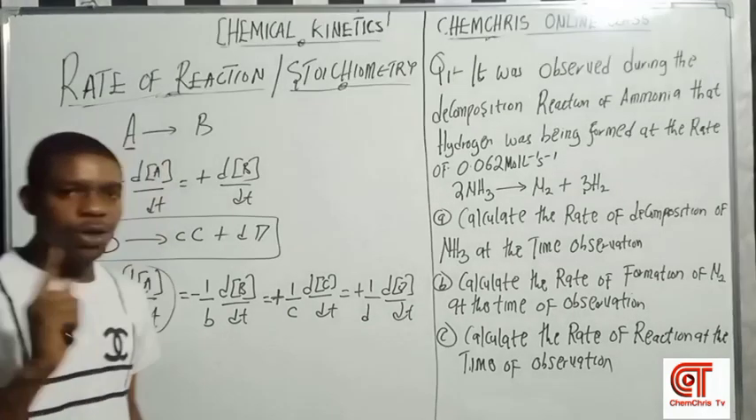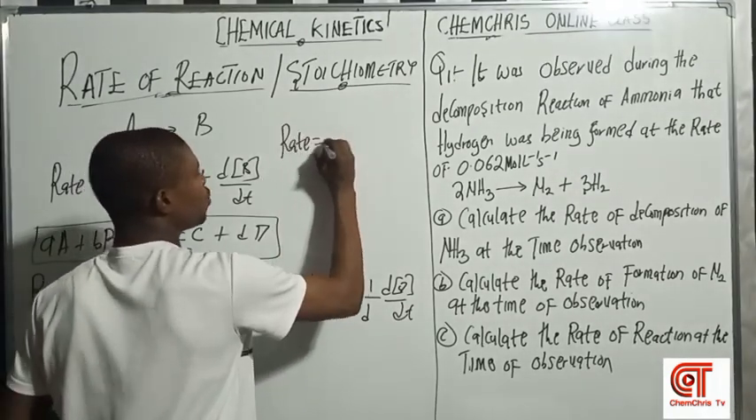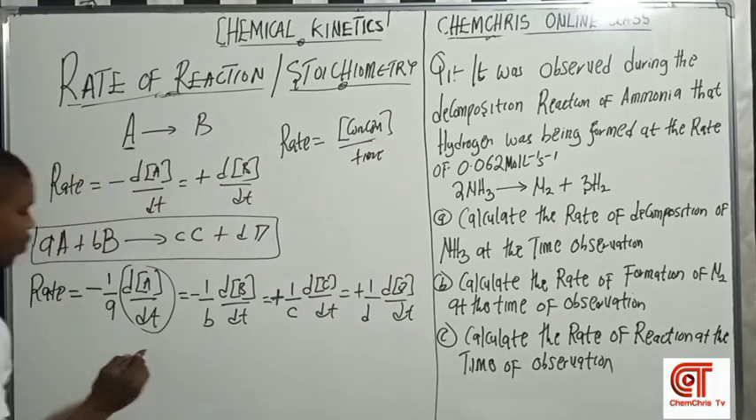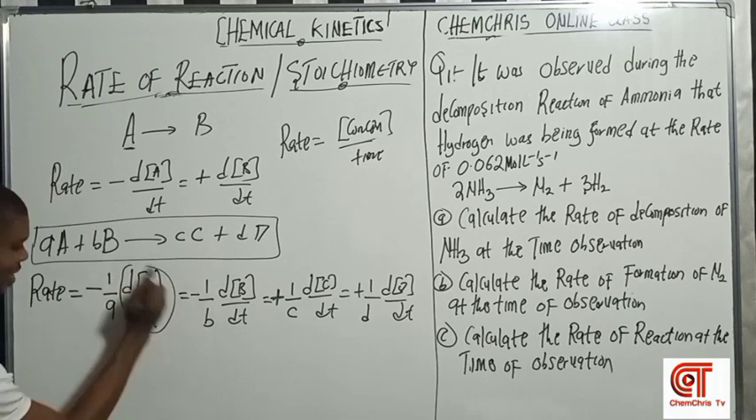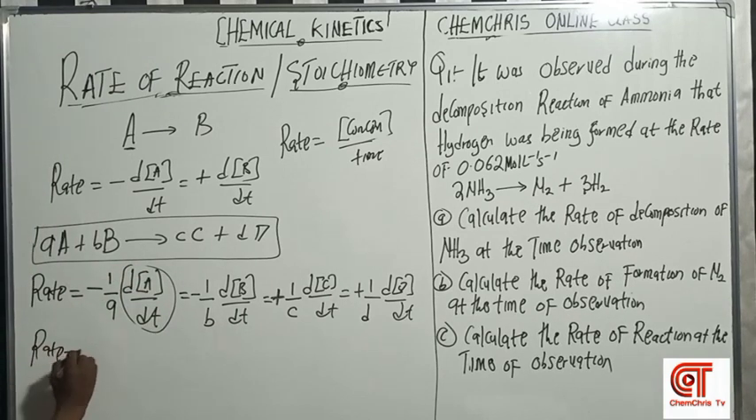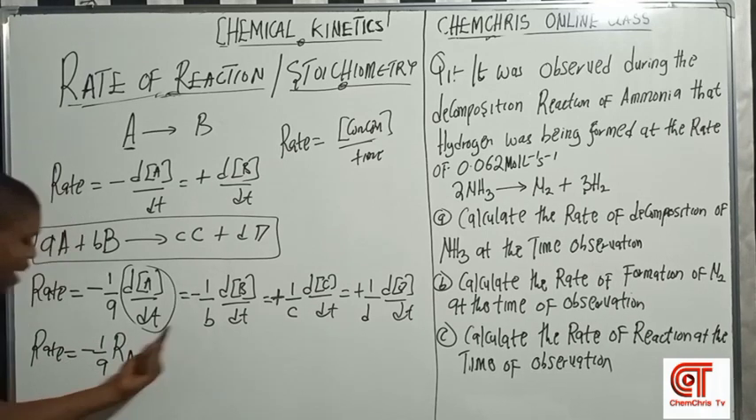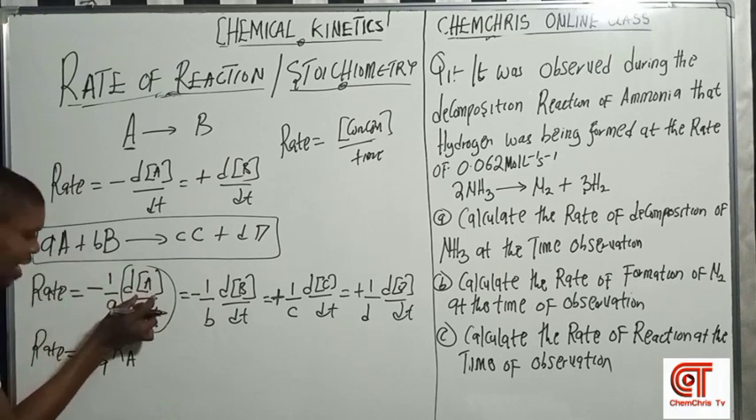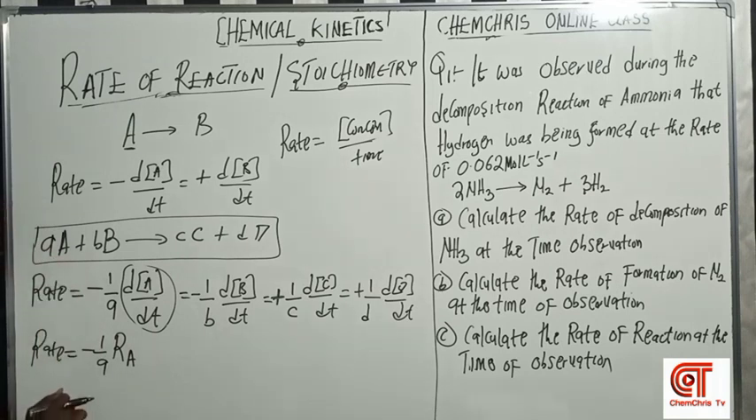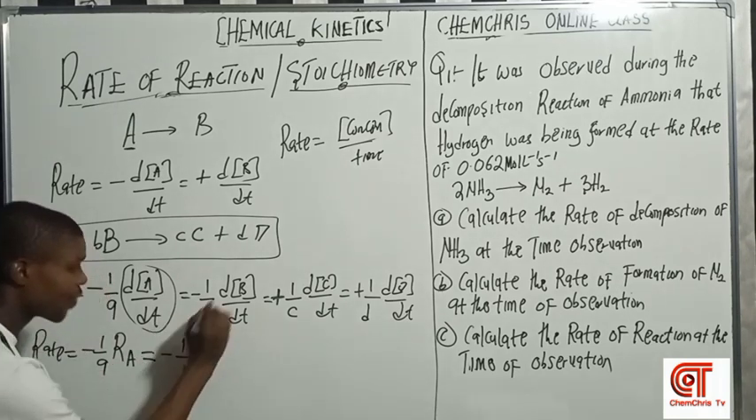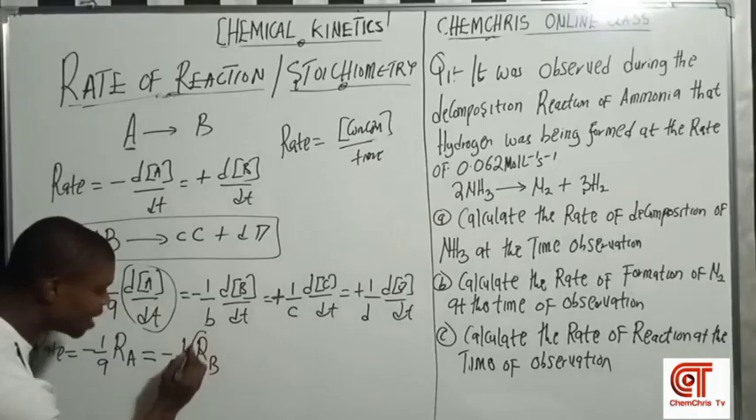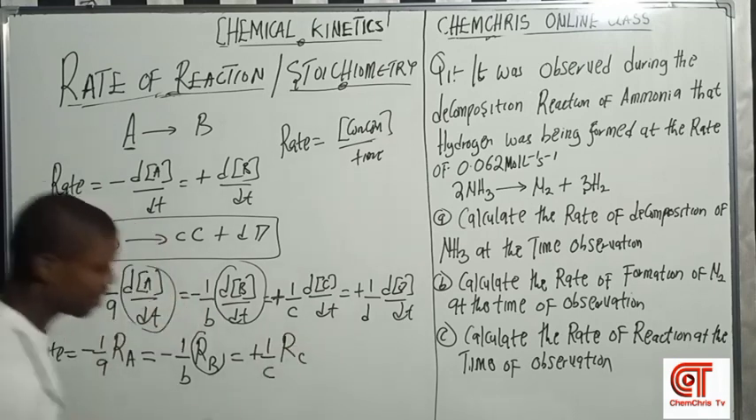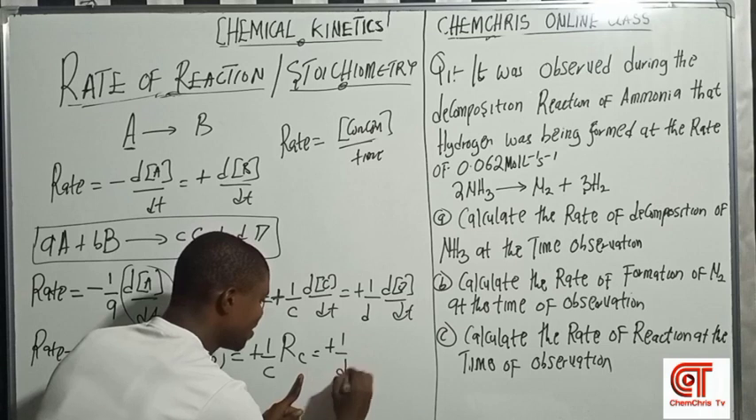Now, what I want you to understand here is that rate is only because of change in concentration over time, right? If you want to write change in A over change in time, you can just say rate A. So here you can see that rate is equal to minus 1 over a, rate A. Now, the reason I say rate A is that concentration change over time is rate, and I'm talking about the first, which is A. So instead of writing it all out, I can just say rate A, equals minus 1 over b, rate B. This rate B is also the same thing as this here. Equals plus 1 over c, rate C. Can you see that? Equals plus 1 over d, rate D.